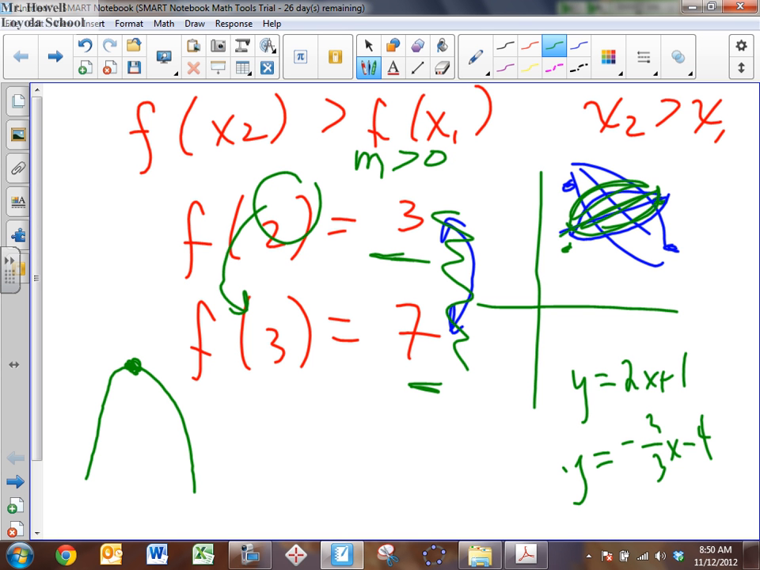That's a huge key point. You might want to write that one down. The slope of the line indicates whether the function is increasing, and in parentheses you can put m greater than 0, or decreasing, in parentheses m less than 0.